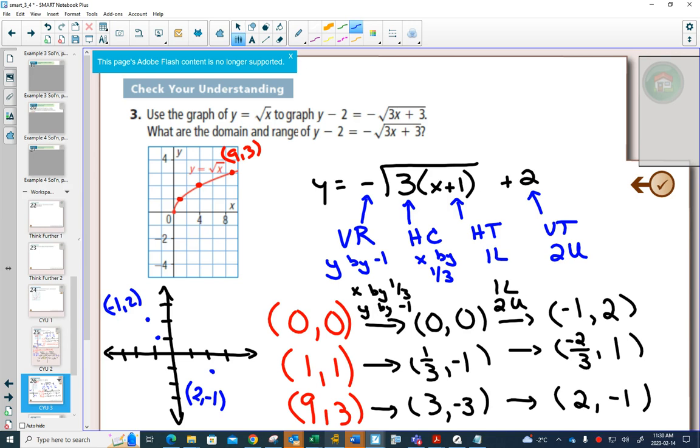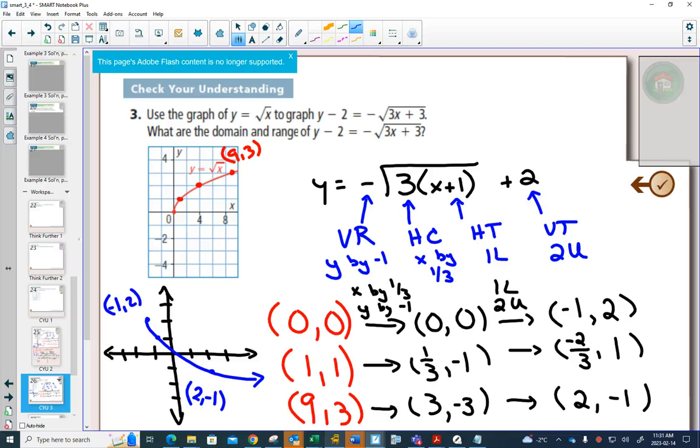Now, when connecting those dots, it's important to know where your starting point is. Well, (0, 0) is our starting point here. So that means (-1, 2) is my starting point here. I need the curve to look like this. Why? I had a vertical reflection. Can you imagine this original graph getting flipped down vertically? Then that curve has to match that. So there's our final graph.